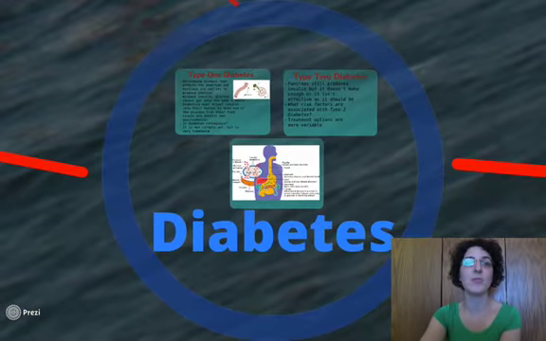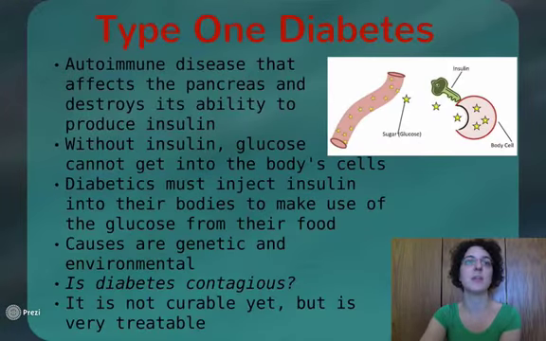So we are going to move on to the basics of diabetes. We will first talk about type 1 diabetes. Type 1 is an autoimmune disease that affects the pancreas and destroys its ability to make insulin. The pancreas is an organ in your abdomen that produces the hormone insulin, which allows the body to convert carbohydrates or glucose from the food we eat into available energy for the body to use. It does this by acting like a key to open the cells of the body to allow glucose in.